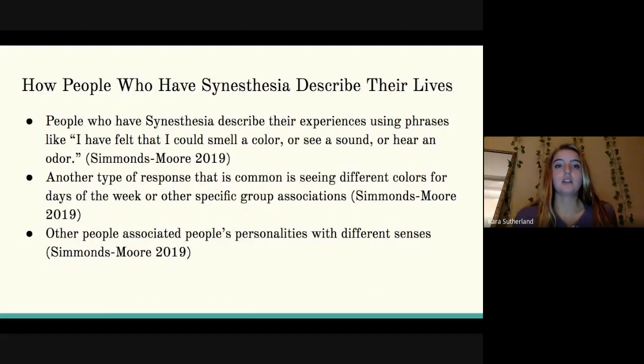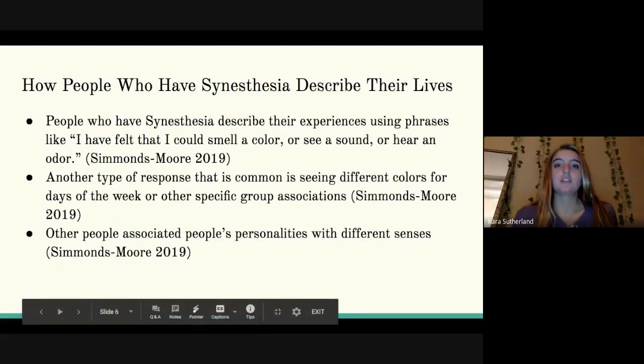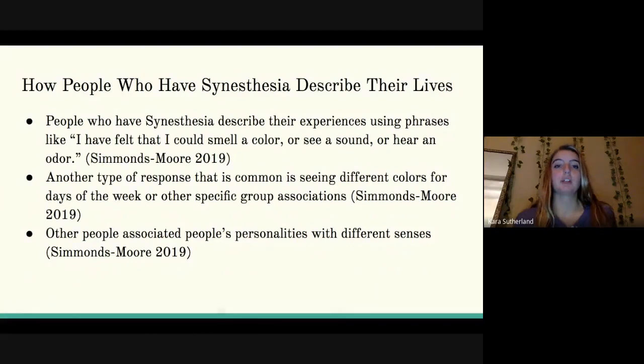So the last thing that we're going to, oh, just kidding, not the last thing. There's two things left. So we're going to look at how people who have synesthesia describe their lives. And some ways that they've described their lives have been like, I felt like I could smell a color or see a sound or hear an odor, which is not something that normal people experience because it's taking a characteristic of one sense and experiencing it in another.